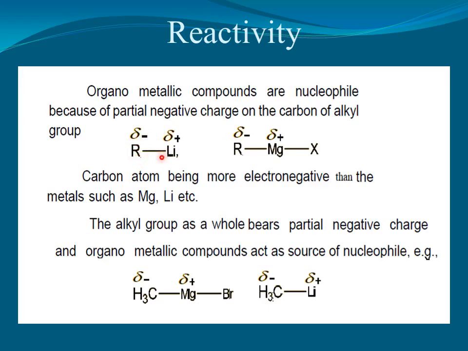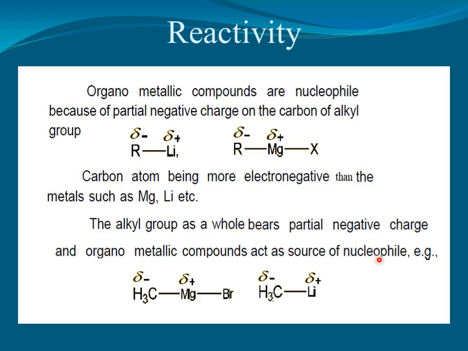For example, this is alkyl lithium. It is also an organometallic compound. Similarly, this is RMgX, which is Grignard's reagent. It is also an organometallic compound. The carbon atom is more electronegative as compared to metal atoms like magnesium and lithium. So that is why it bears a negative charge on the carbon atom, because metals are always electropositive. The alkyl group as a whole is going to bear a partial negative charge, and the organometallic compounds act as a source of nucleophiles.